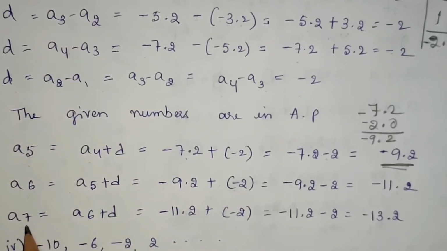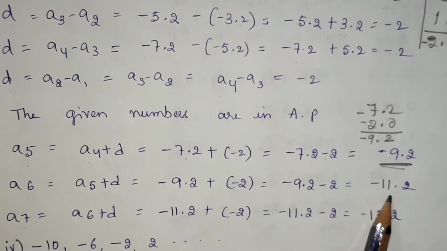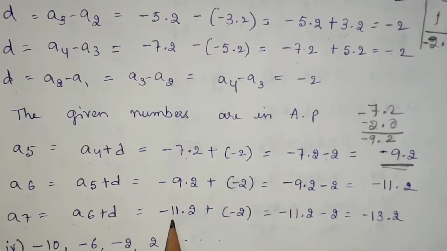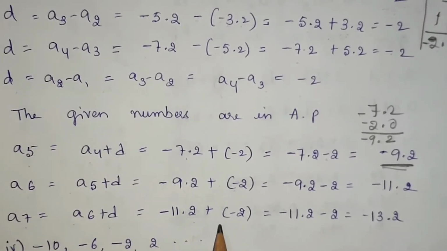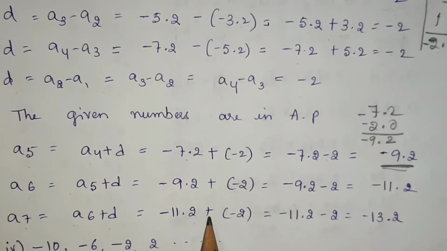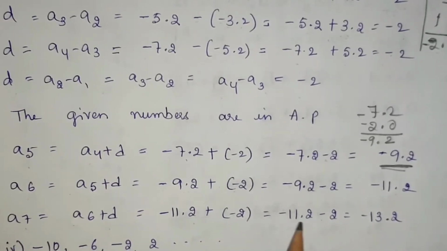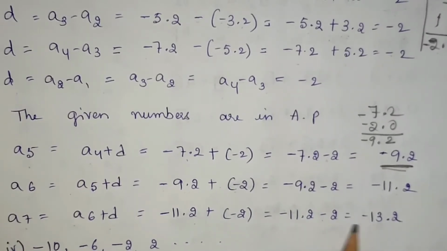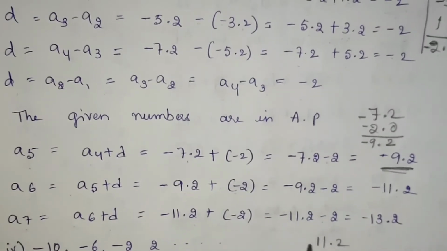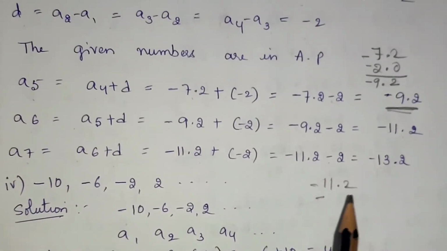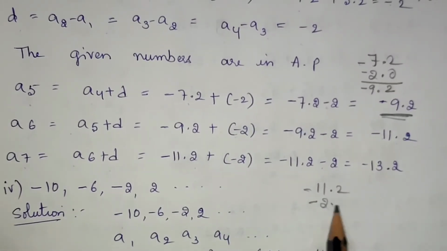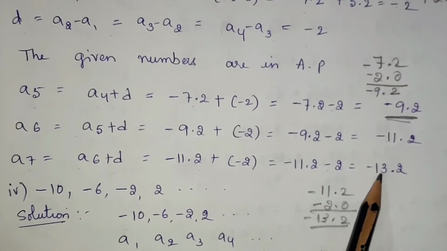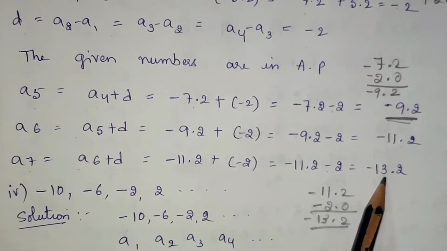If you want to find out the 7th term, add common difference to it. That is A6 plus D. That is minus 11.2 plus minus 2. Then plus into minus is again minus. Again both the symbols are same. Hence you have to add the terms. When you add 11.2 and 2 again, you'll get 13.2. That is minus 13.2 is the 7th term of AP.